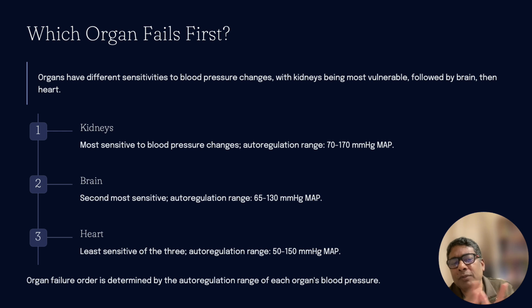The normal MAP range, mean arterial pressure range, for the kidneys is around, so it's H-shaped, but it's not 80 to 180. It's 70 to 170 MAP. Okay, and the brain would be second most sensitive. The autoregulation range is around 65 to 130. If you think of the brain as six-shaped, it's 65 to 130 millimeters of mercury MAP. The heart is 5-shaped, 50 to 150 MAP.